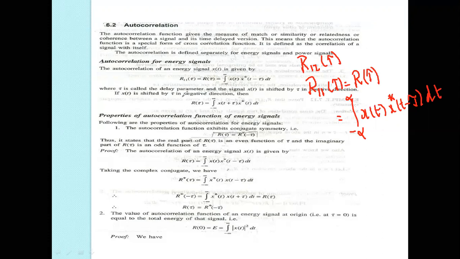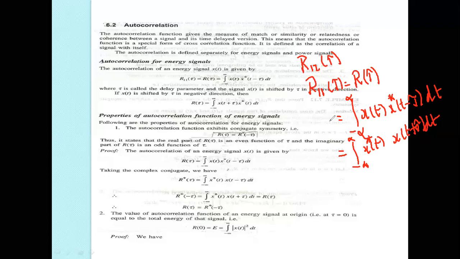If x of t is shifted in the positive direction, we get minus tau. If it is shifted in the negative direction, x of t plus tau dt. You can keep the conjugate on any one of the signals if it is complex. So x of t plus tau, x star of t dt. Both results are the same. Okay, my students.